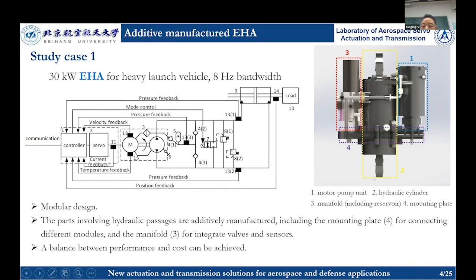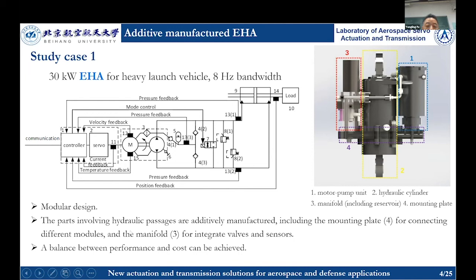And this slide is about the IeCAT structure. It's mainly 4 parts. One is the motor pump unit, and this is the hydraulic cylinder. And this part is the manifold, including the reservoir. This is the reservoir. And the 4th part is the mounting plate. This is a typical modular design.